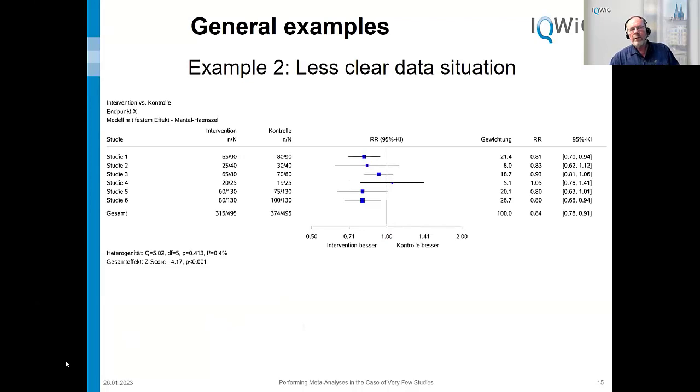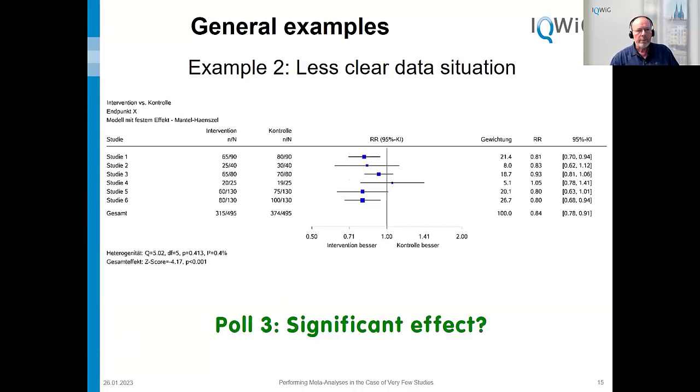Yeah, the next example is a bit less clear. What do you think? Do we have a significant effect also in this situation, or would the pooled effect estimate cross this line?